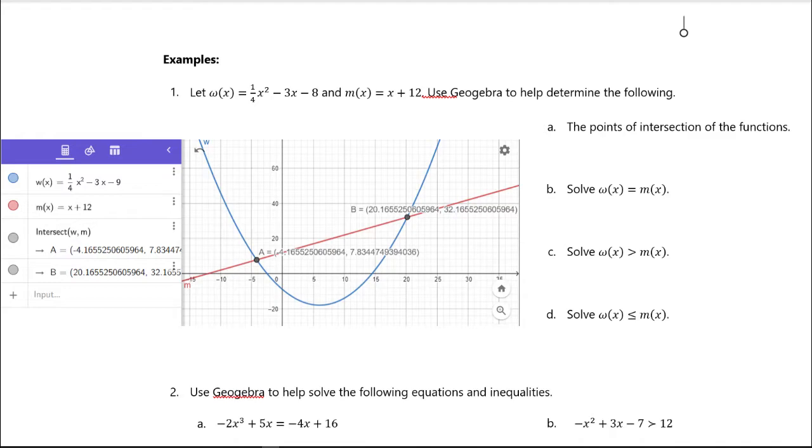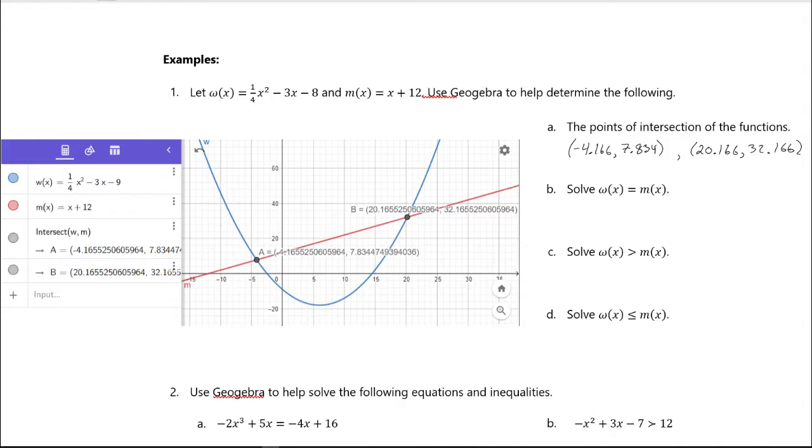So it starts by saying, what are the points of intersection of the functions? We'll just do approximations of this: negative 4.166, right? That 5 rounds up to a 6, comma 7.834. And then our second intersection is at 20.166, comma 32.166. All right, so we're going to start by solving w of x equals m of x.